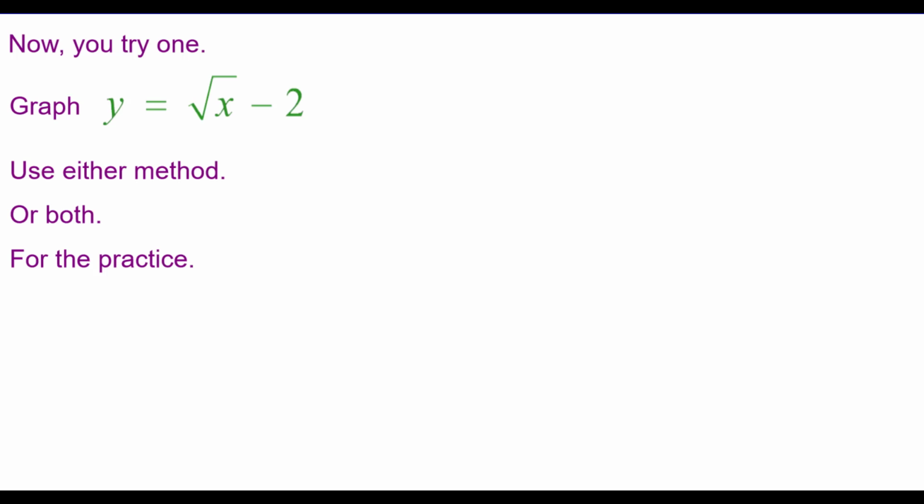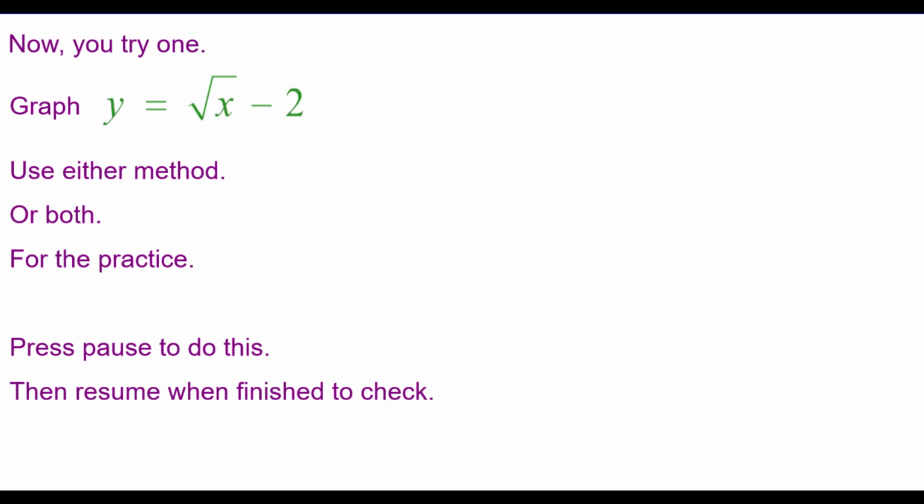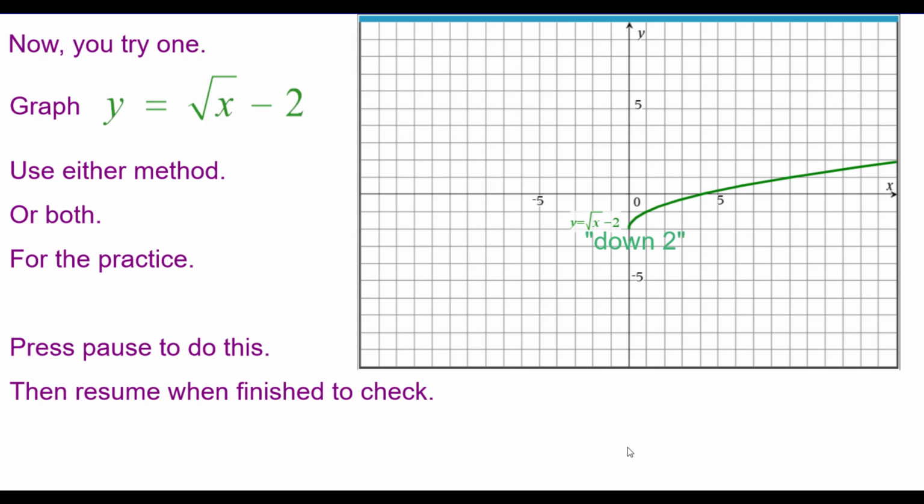Now you try one. Graph y equals the square root of x minus 2. Use either method or both for the practice. Press pause to do this, and then resume when you're finished to check. So y equals the square root of x minus 2 is down 2 from regular square root parent function.